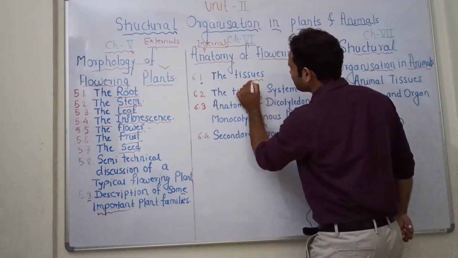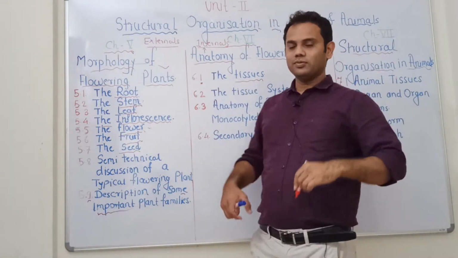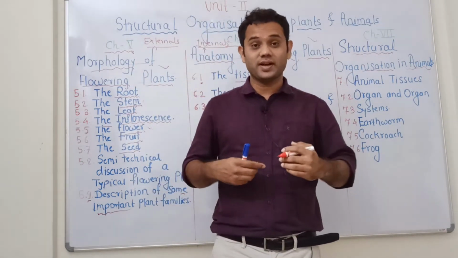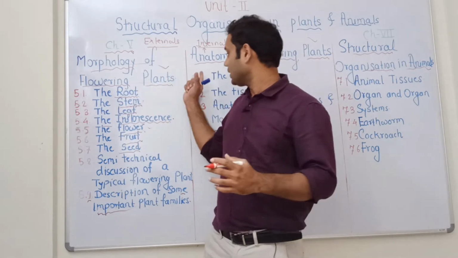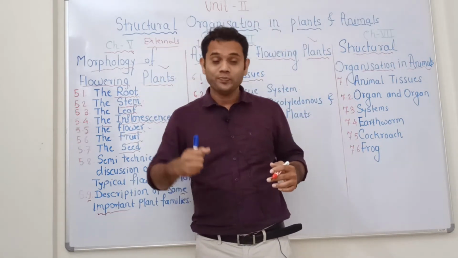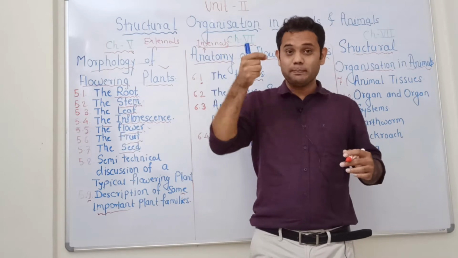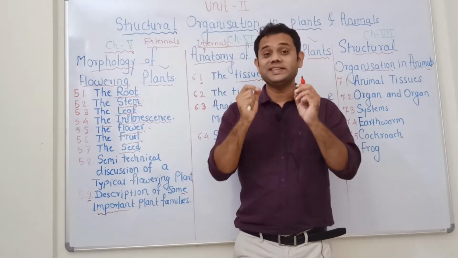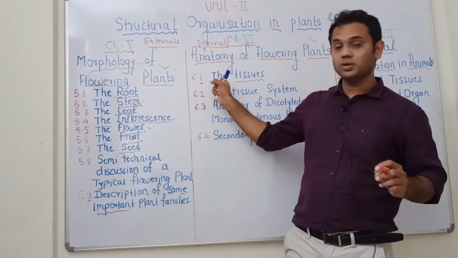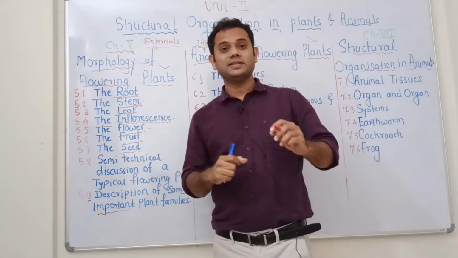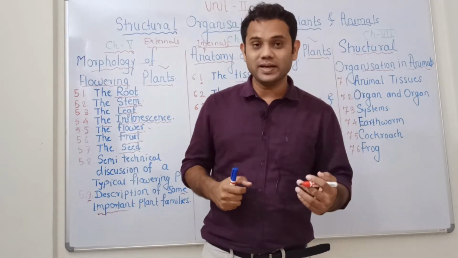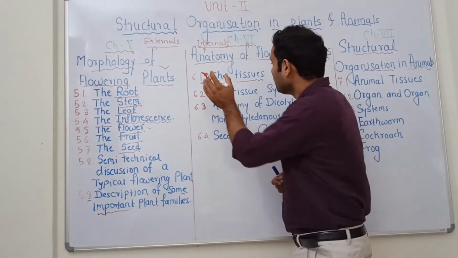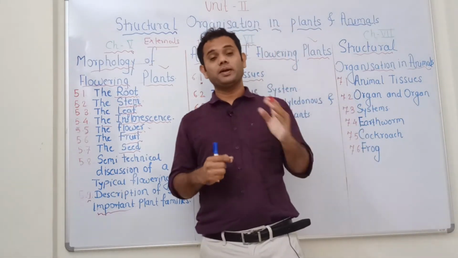First one is what is tissue. Tissue is a group of cells having similar structure, function and origin. That is the definition of tissue. The cell is the basic unit of living organisms, and a group of cells forms the tissue. There are different types of tissue in plants: basically the meristematic tissue and the permanent tissue.